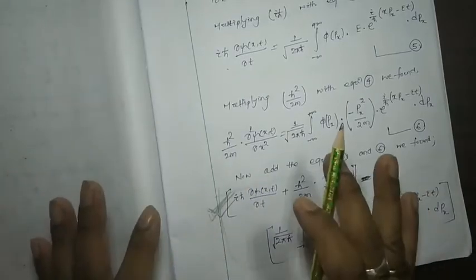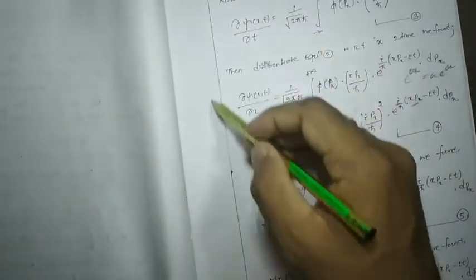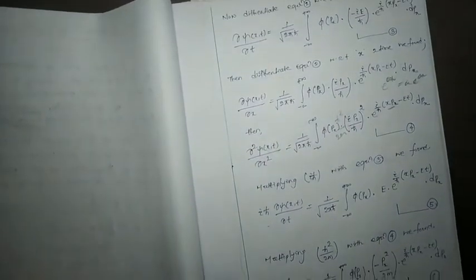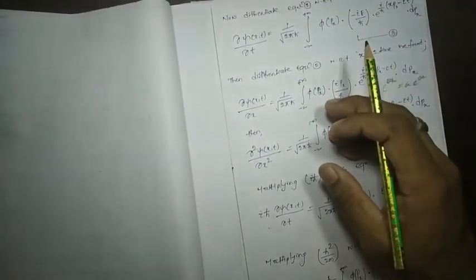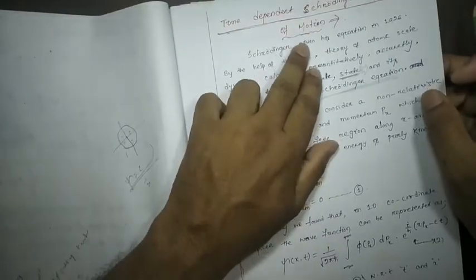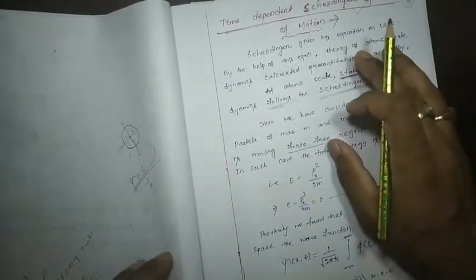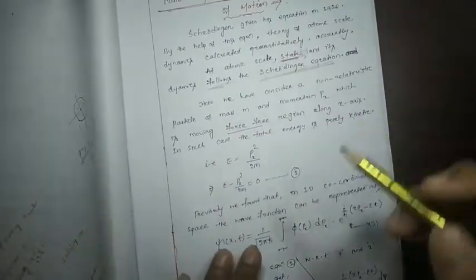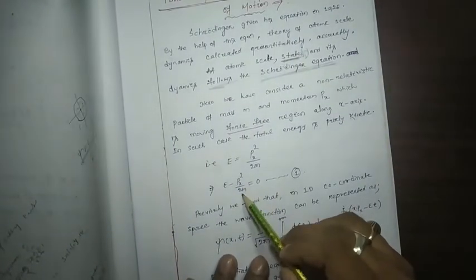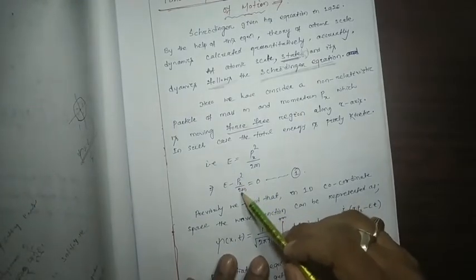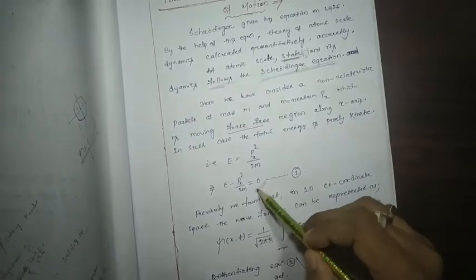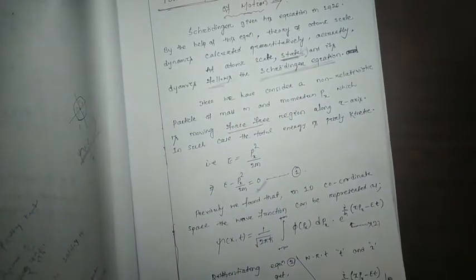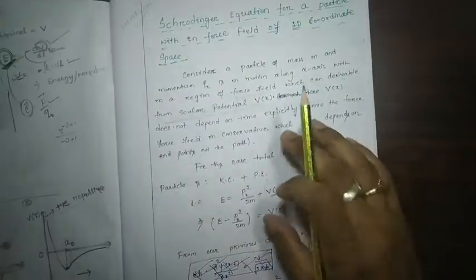So I am not deriving all these things. In the exam, if you are asked about the time dependent Schrodinger equation of motion in the force field, you have to derive these. Because here we considered E minus px square by 2m equal to 0, and we have substituted this value at this point. But all these steps are common for this derivation also. So I am not deriving all those things.